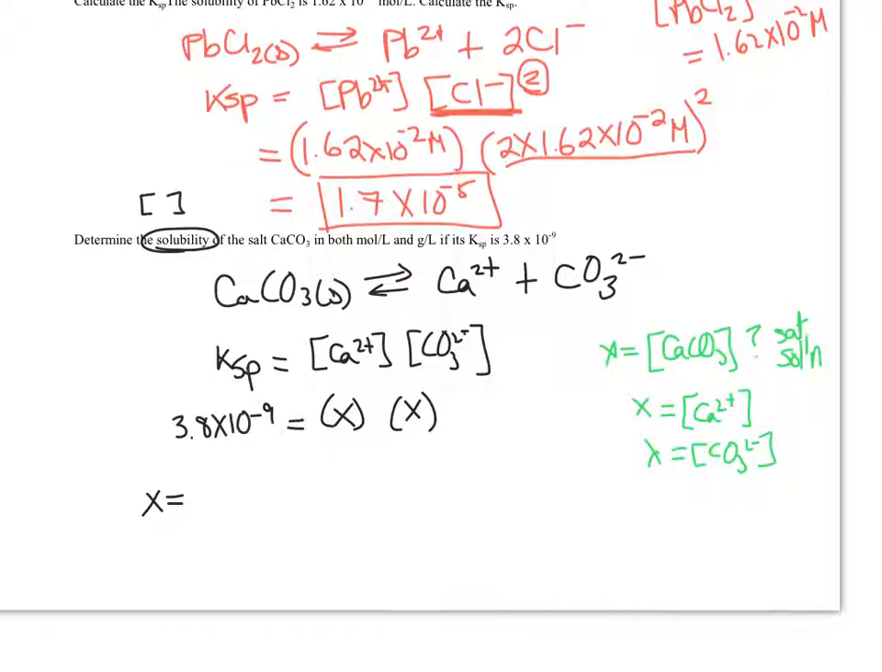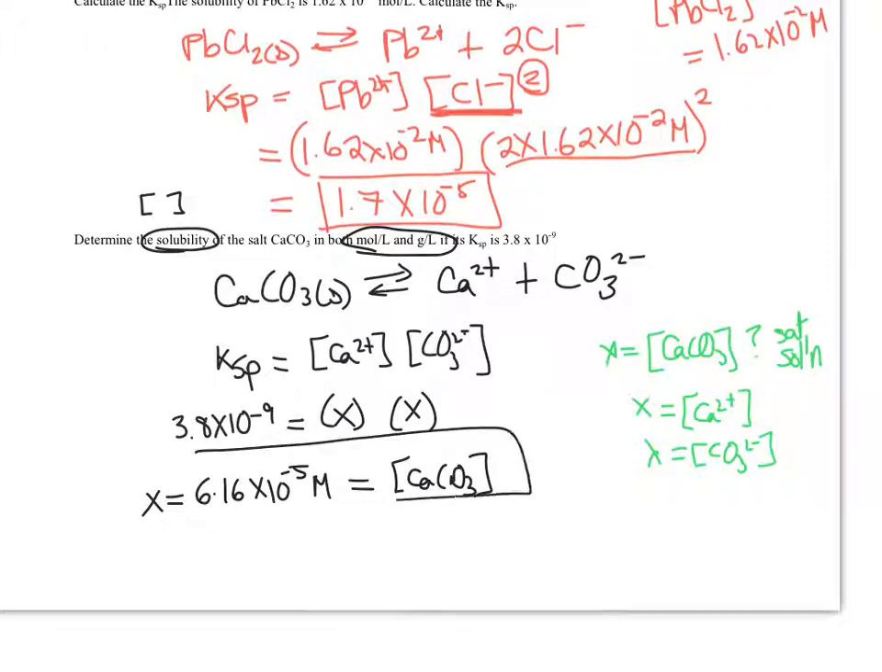X turns out to be, in this case, 6.16 times 10 to the negative fifth molar. And that is my concentration of the CaCO3. It also wanted it in grams per liter. They asked for moles per liter and grams per liter. We can easily change that, so that's one of our answers.